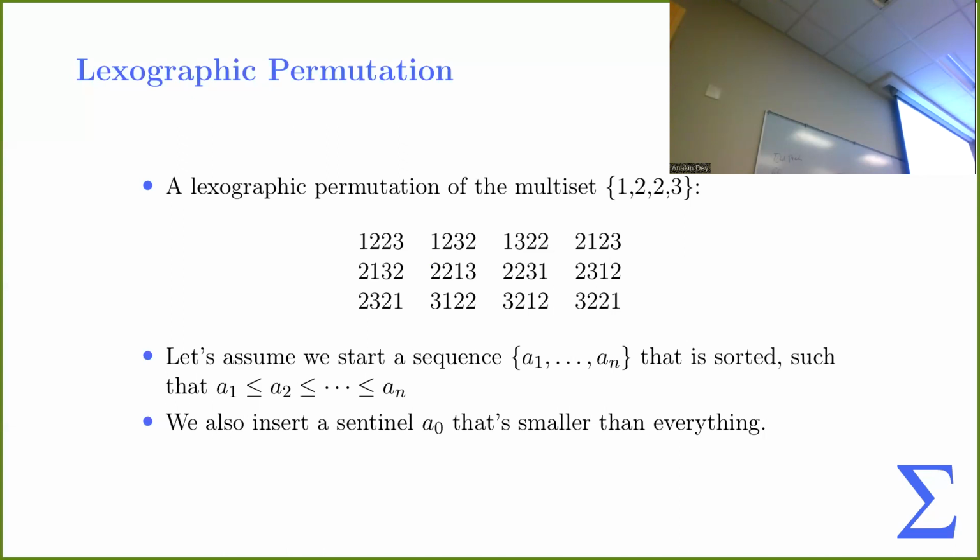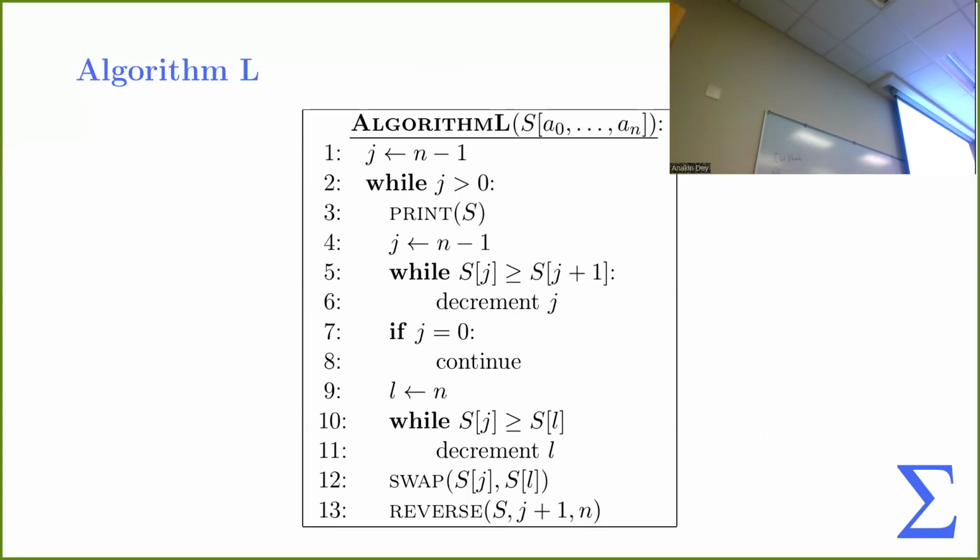Yeah. Nice. Okay. So for the purpose of this algorithm, we're going to assume that our sequence is sorted. So every element is going to be not strictly, but less than or equal to the next element. We're going to have a sentinel element that's just less than everything. It helps us make the algorithm work cleanly without having too much overhead. So this is algorithm L. It's not a lot going on. There's a couple while loops, and we'll go through what each of these steps are doing independently. But it's 13 lines of code, which is very fun to think about.